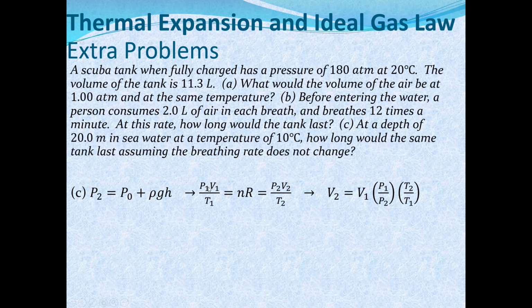And since temperature is also changing, we're going to include that in our calculations as well. So we're going to set P V over T equal to P V over T. This is using these initial numbers, and then this is going to be at that 20-meter depth.